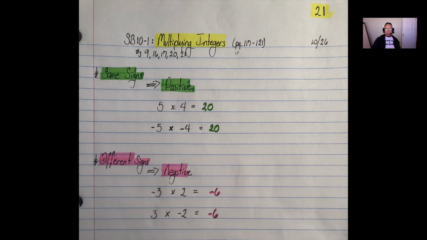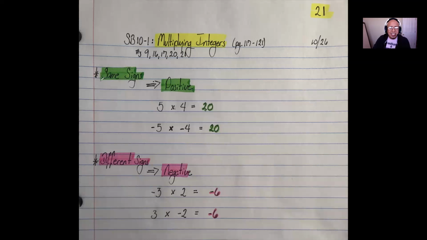Having cleared that up, let's talk about multiplying positive and negative numbers. There's two different scenarios that you'll find here. You're either going to multiply numbers that have the same signs, where both numbers are positive or both negative, or you're going to find that the numbers have different signs, where one is positive and the other one is negative. Let's talk about numbers with the same signs.